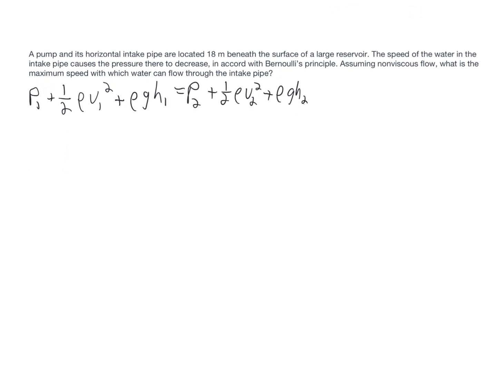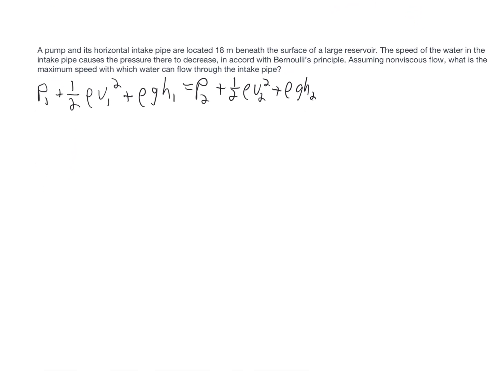If we move into this other question that's also on the homework here, this is the last one on this homework assignment. We're given this scenario where you have a lake of water, or a reservoir, I guess, and there's going to be a pump with an intake down at the bottom. So here's our intake. It's a distance h below the surface. In this case, h is 18 meters.